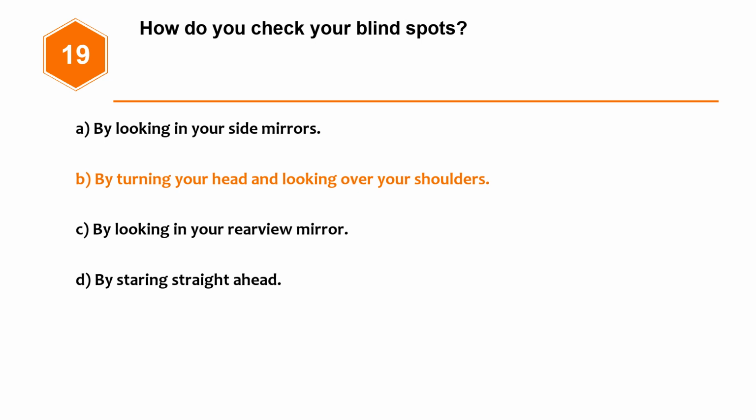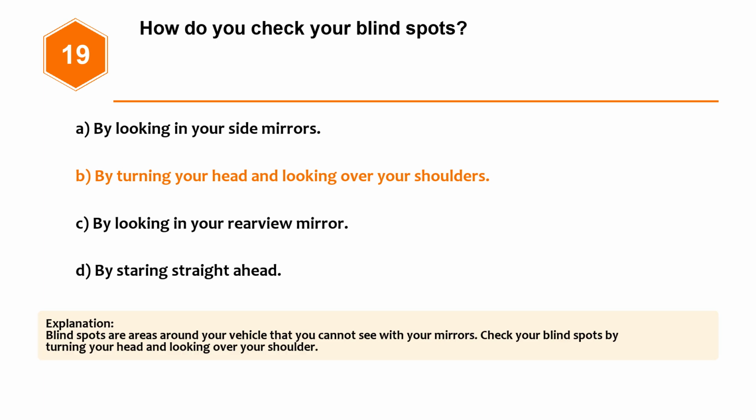The correct answer is option B. By turning your head and looking over your shoulders. Explanation. Blind spots are areas around your vehicle that you cannot see with your mirrors. Check your blind spots by turning your head and looking over your shoulder.